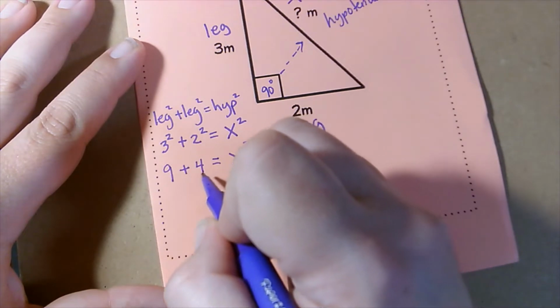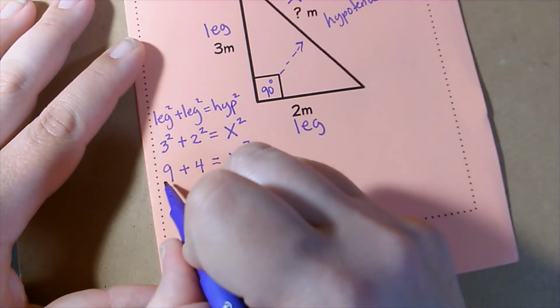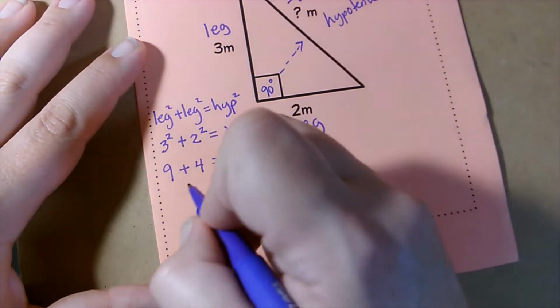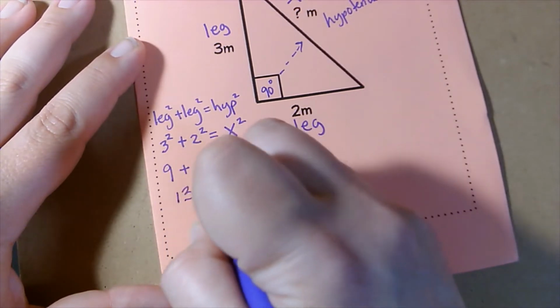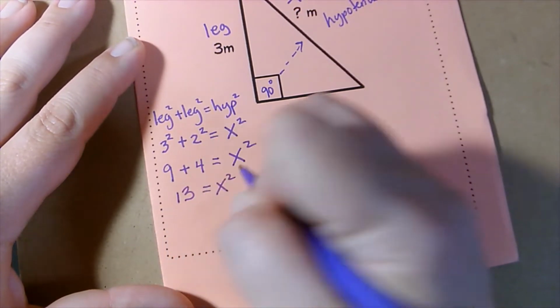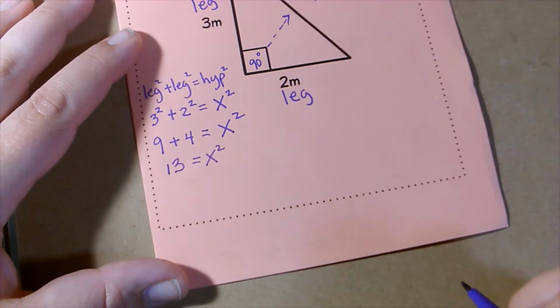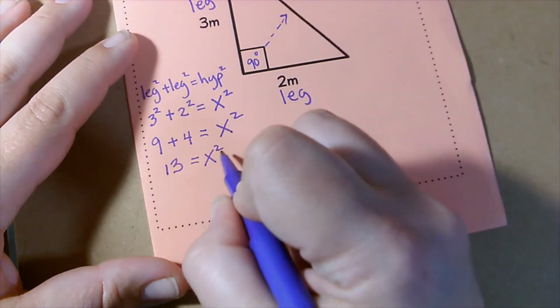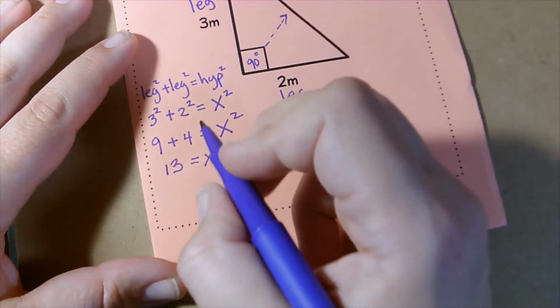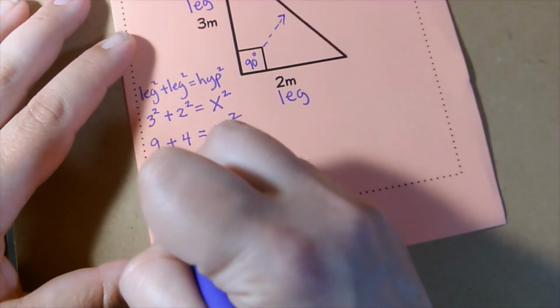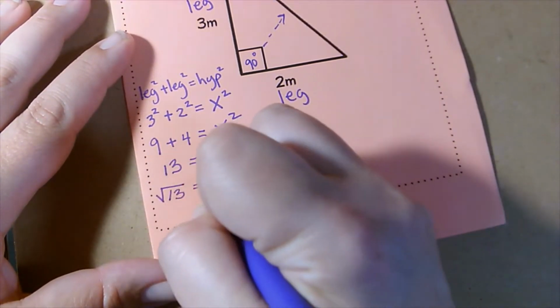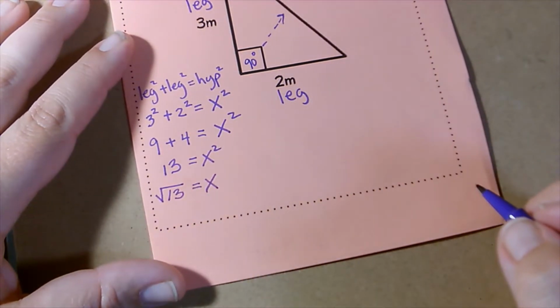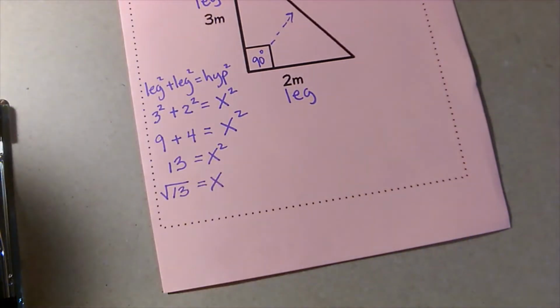The next thing I have to do is x squared is going to be equal to 9 plus 4. So I'm going to just add those together and get 13. So x squared is equal to 13. But I want x, not x squared. So I need to undo this squared here. And the way I'm going to do that is by taking a square root. X is going to equal the square root of 13.